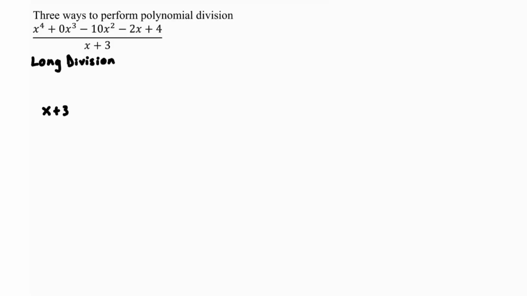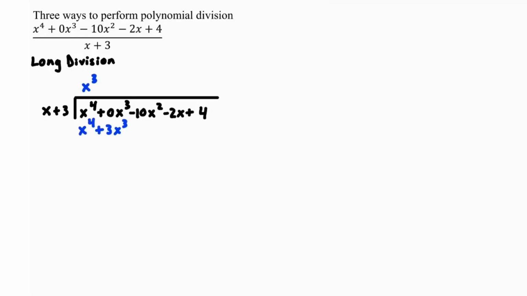We'll start with the denominator, x plus 3. We're going to divide it into x to the 4th plus 0x cubed minus 10x squared minus 2x plus 4. X to the 4th divided by x gives you x cubed. So when x cubed times x plus 3, we get x to the 4th plus 3x cubed. Put a parentheses around this and subtract it off. Simplify and we get negative 3x cubed.